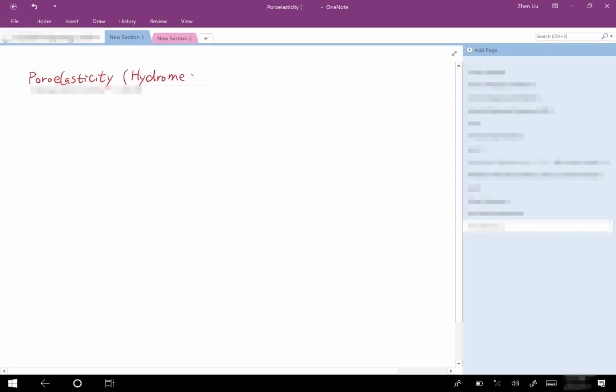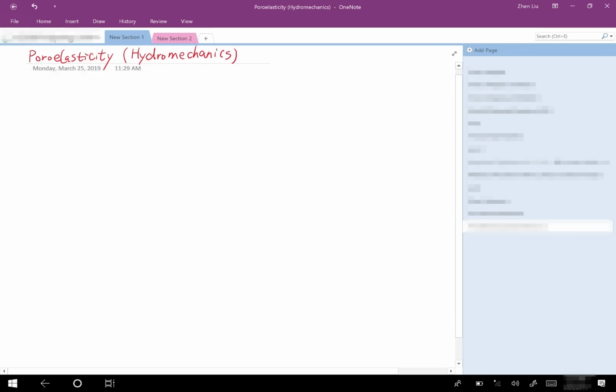hydromechanics. But the scope of hydromechanics is broader than poroelasticity. Because in poroelasticity, you can see that we have elasticity. We only have elastic for the mechanical part. So hydromechanics is a broader concept than poroelasticity. But here we only talk about elastic when we are talking about the mechanic field. So now it's just poroelasticity.